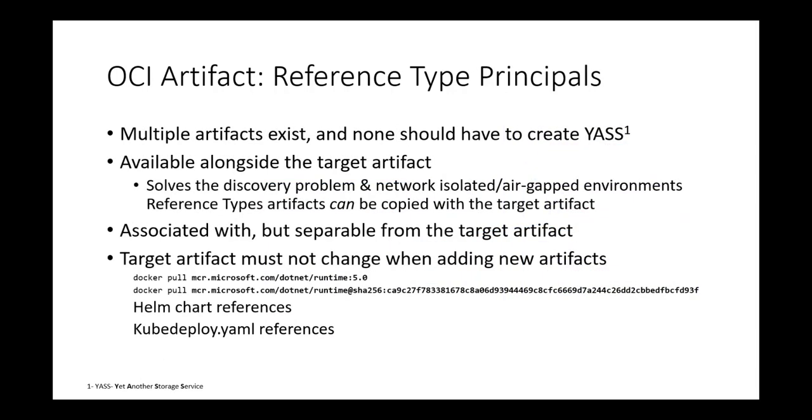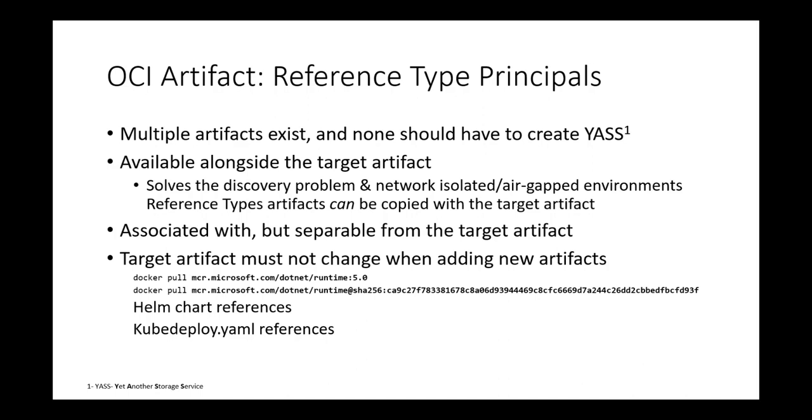Now, we focus on a couple of principles here. First of all, multiple artifacts do exist, and we don't want yet another storage solution. No more YASs. We want to make sure they're alongside the target artifact. I have a NetMonitor image. Where is the SBOM for it? Do I have to go to some other URL? Where is that URL? Do I have access to that URL within this particular air-gap environment?